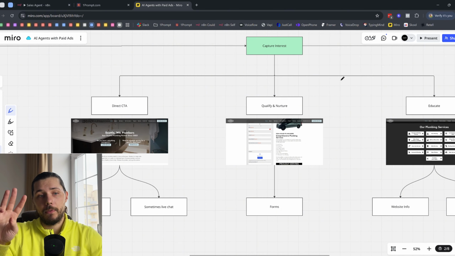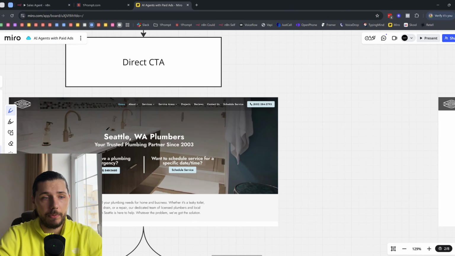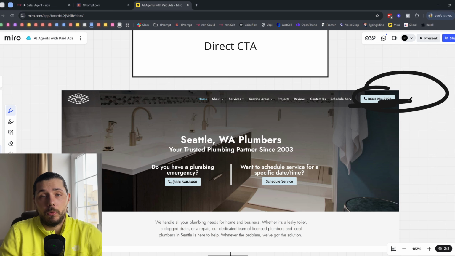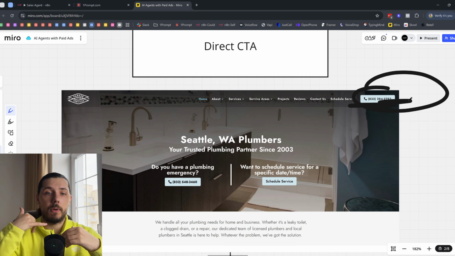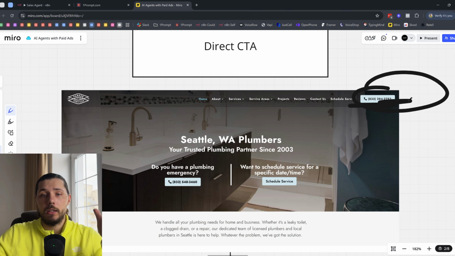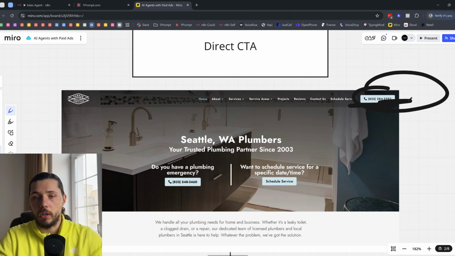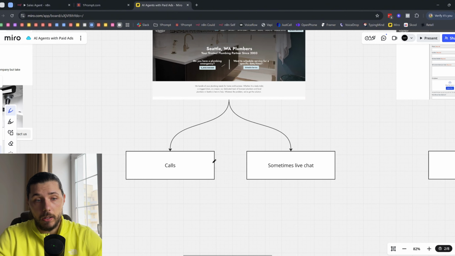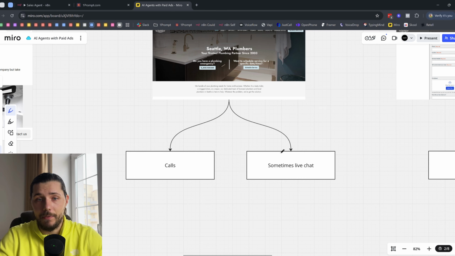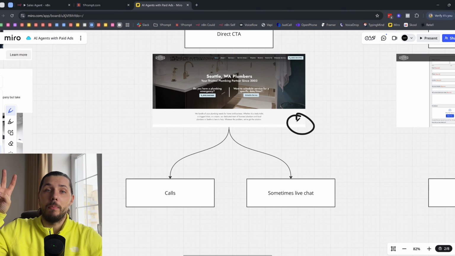And usually you have three. The first is the direct CTA on the website. For example, this is the website for a plumbing service, and there's a CTA to make the call. Again, when we're working with local businesses, usually they all want you to give them a call because there is some customization and personalization needed depending on the service, and they want to make sure that you will find the value within what they offer. So either the calls, or sometimes they can have a live chat if they are more modern.